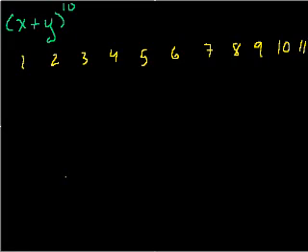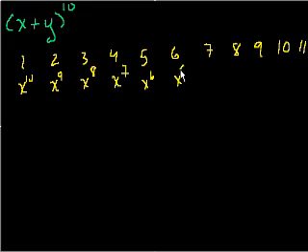So here's the trick. We know that the first term is going to be x to the 10th, right? And the second term is going to be x to the 9th. Then it's going to be x to the 8th, x to the 7th. It's a little tedious. X to the 6th, x to the 5th, x to the 4th, x to the 3rd, x squared, x. And then there's going to be x to the 0, or just 1.